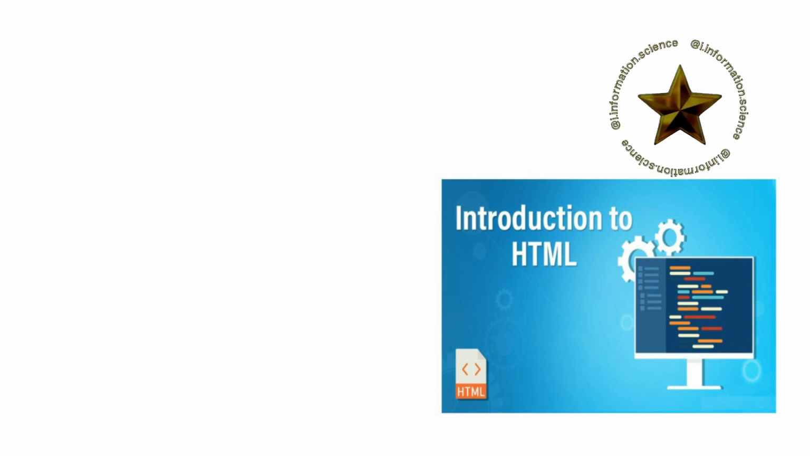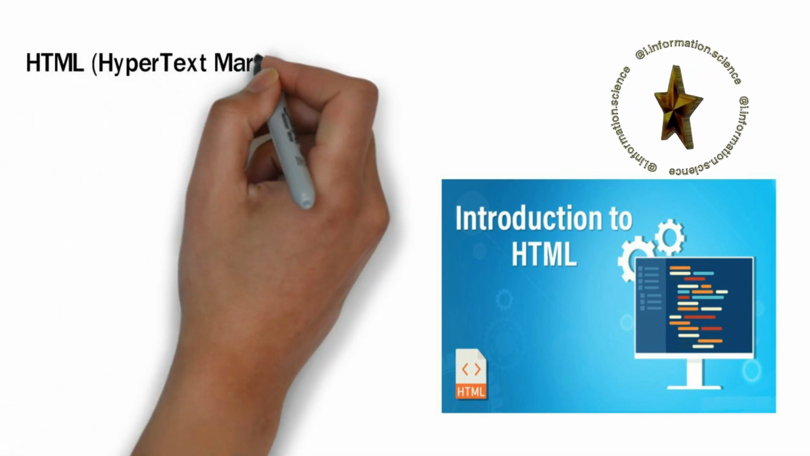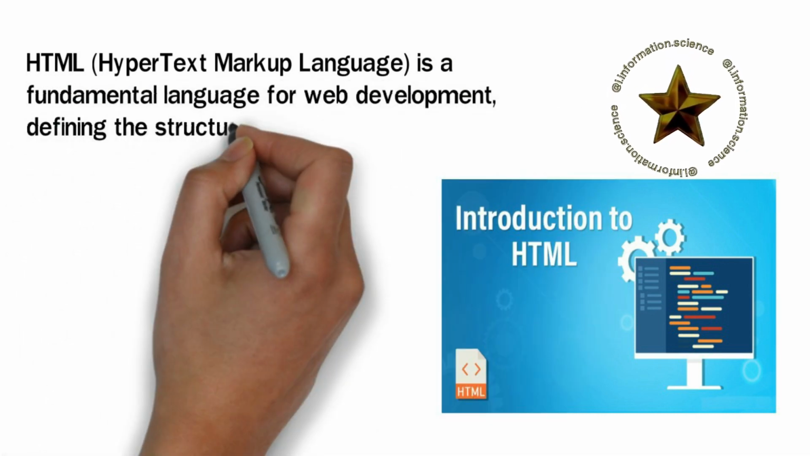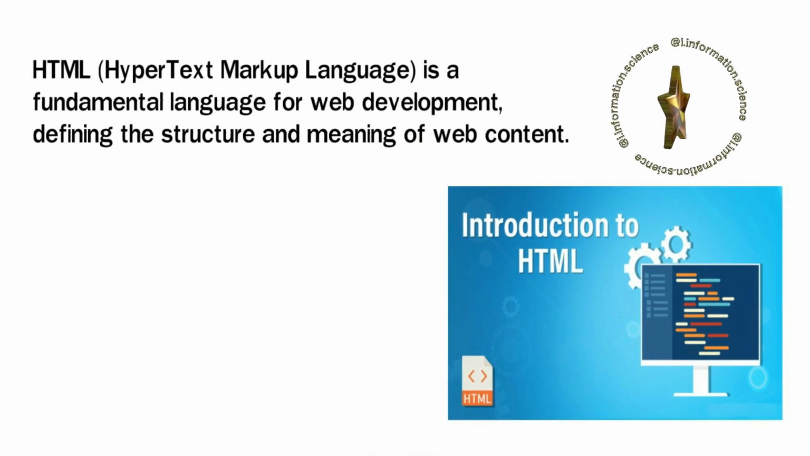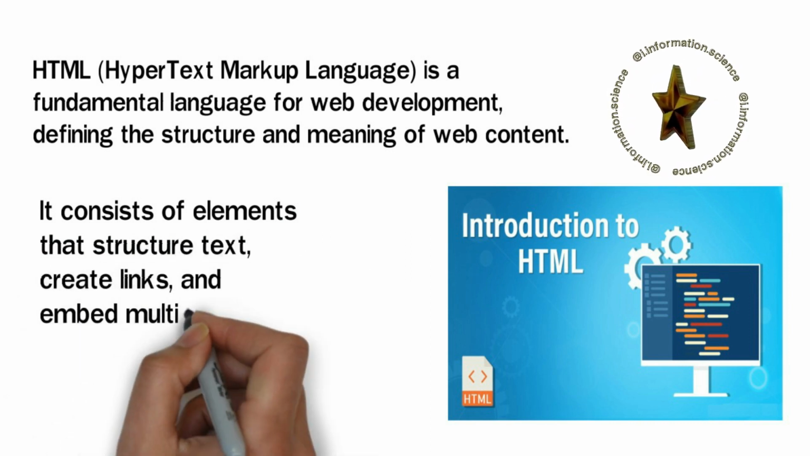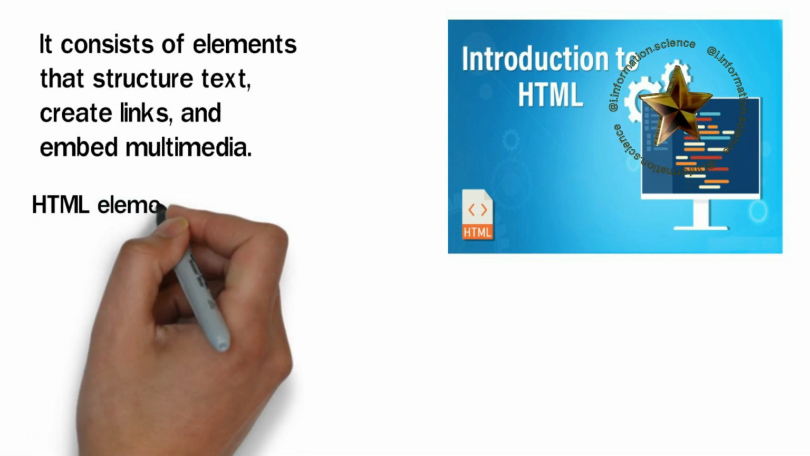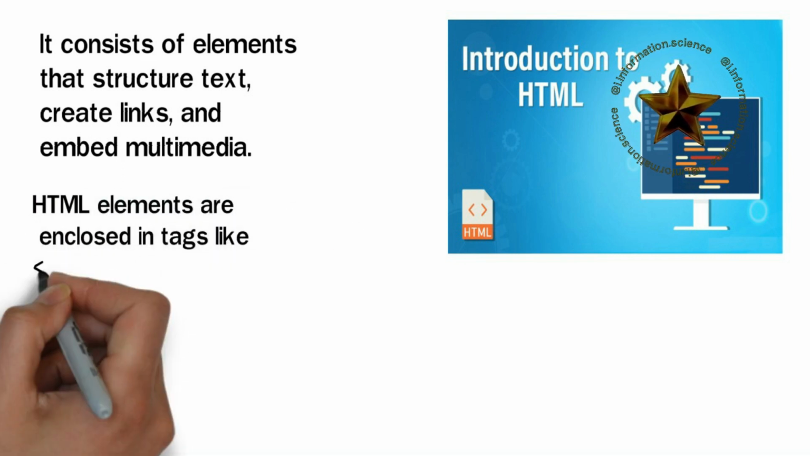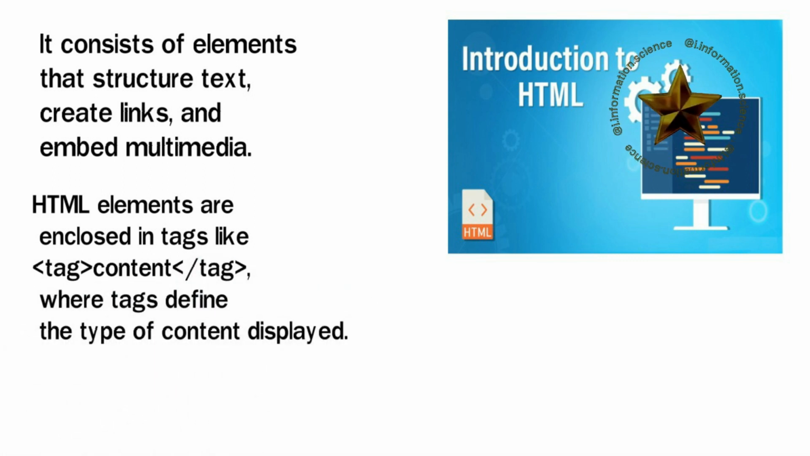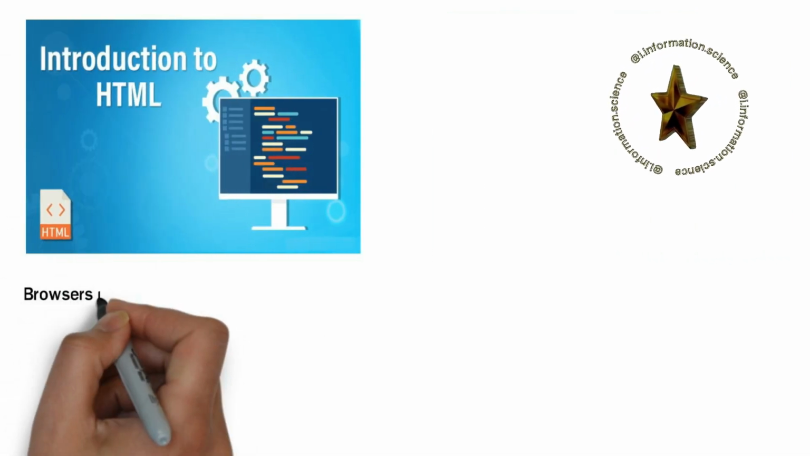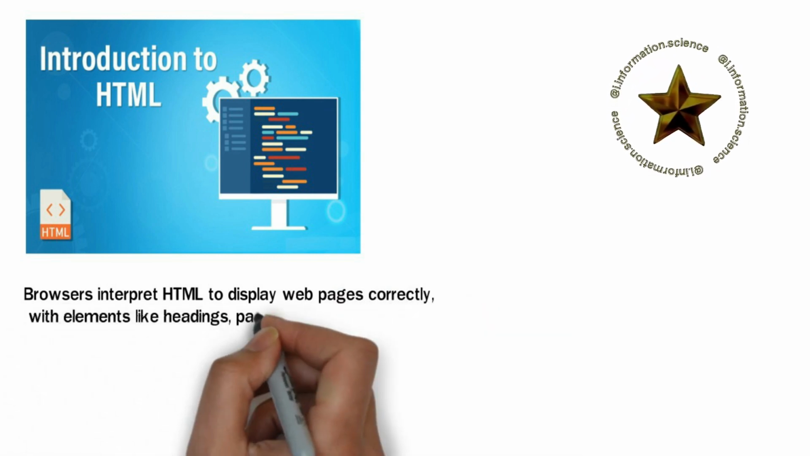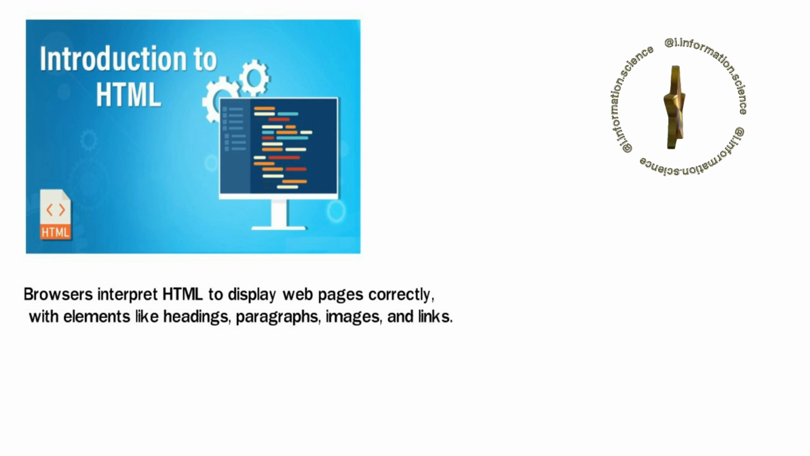Introduction to HTML. HTML, Hypertext Markup Language, is a fundamental language for web development, defining the structure and meaning of web content. It consists of elements that structure text, create links, and embed multimedia. HTML elements are enclosed in tags like opening tag, content and closing tag, where tags define the type of content displayed. Browsers interpret HTML to display web pages correctly, with elements like headings, paragraphs, images, and links.